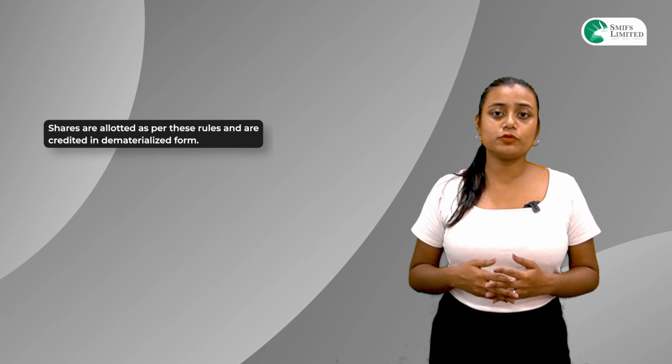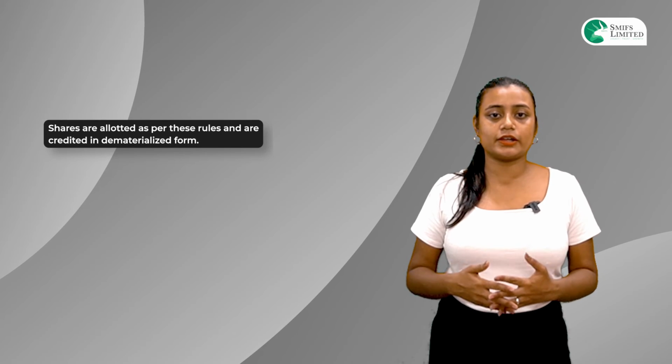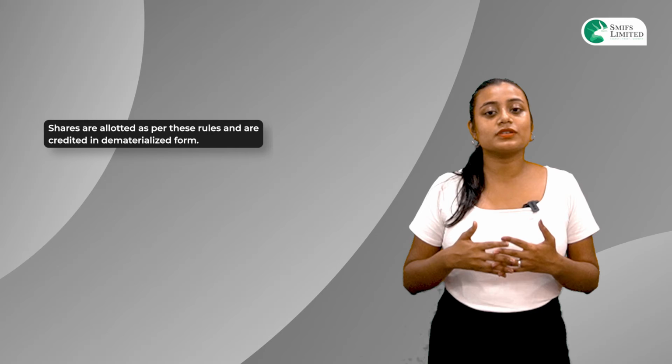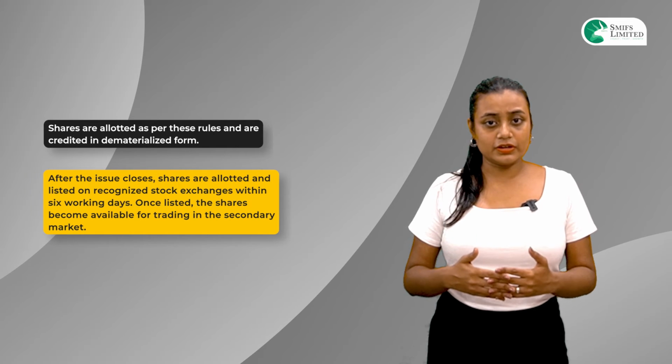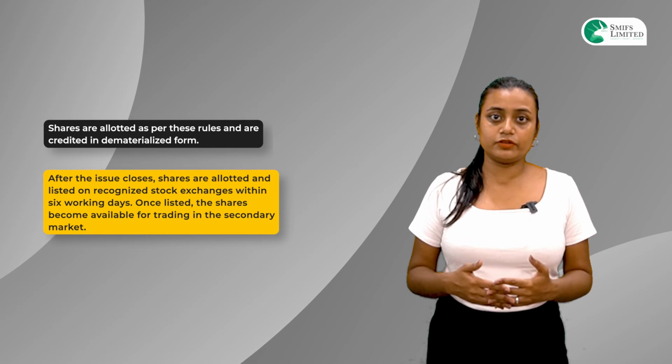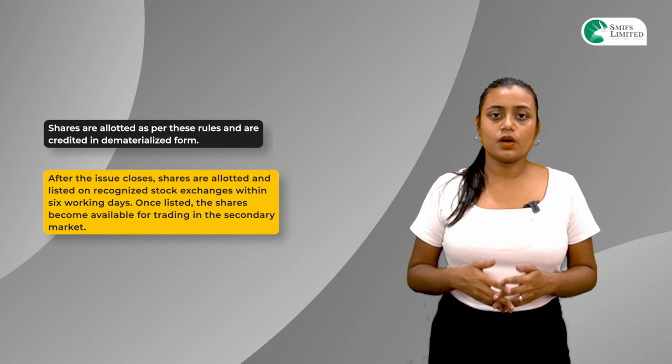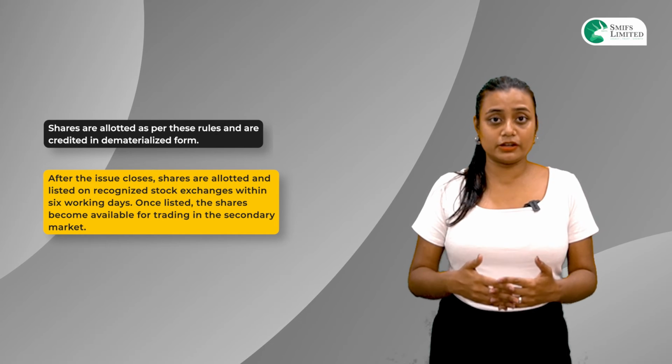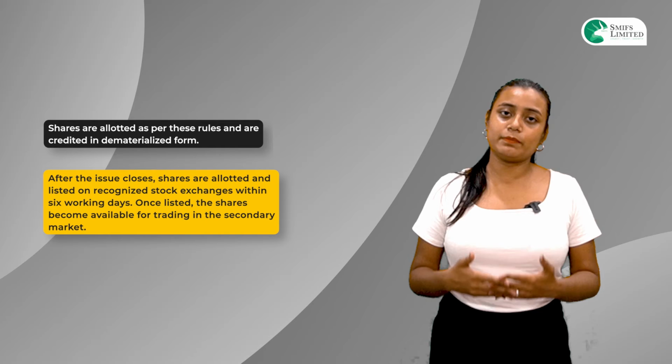The company must follow SEBI regulations for the issue. Shares are allotted as per these rules and are credited in dematerialized form. After the issue is closed, shares are allotted and listed on recognized stock exchanges within 6 working days. Once listed, the shares become available for trading in the secondary market.